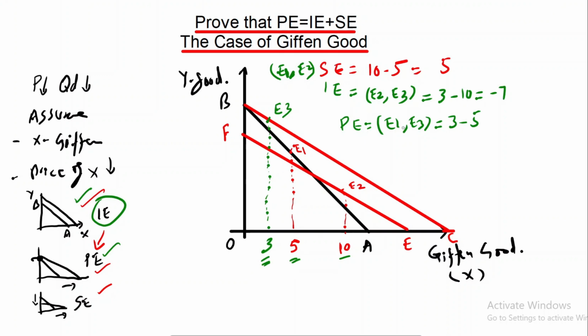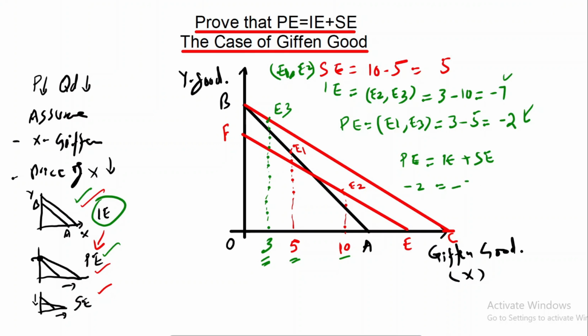So 3 minus 5 will give us the price effect. So 3 minus 5 is equal to minus 2. Now, just put the values of these effects into the basic equation, that is, price effect is equal to income effect plus substitution effect. So the value of price effect is minus 2. You can write minus 2 here, and income effect is minus 7.